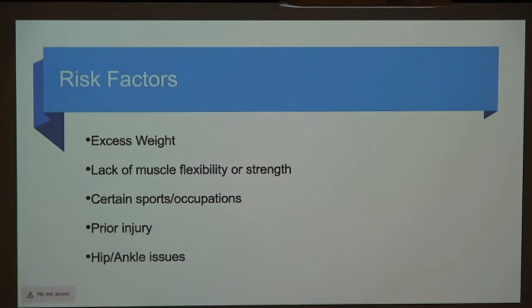Okay. So let's move on a little bit to risk factors. So I'm going to name some that some may actually seem quite obvious and some may not seem quite obvious. So let's see what we find. Excess weight, lack of muscle flexibility or strength, certain sports or occupations, prior injury, and hip and ankle issues.